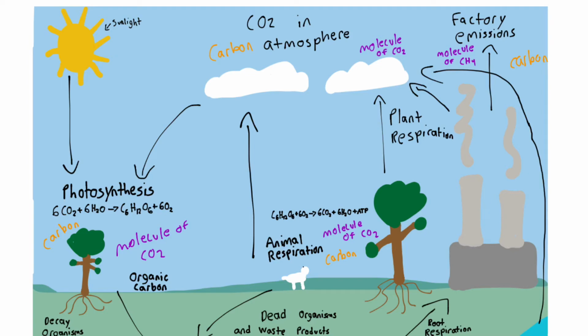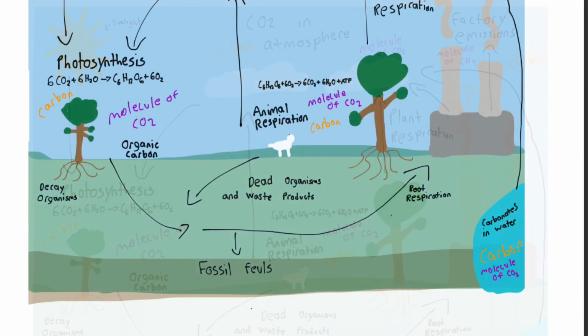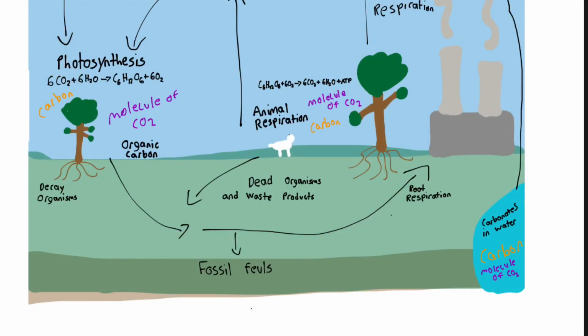We see here the molecule of CO2 and carbon is released through respiration as we breathe out, and this animal respiration leads to more CO2 in the atmosphere. Now, when this tree and animal die through decomposition, these decaying organisms will create fossil fuels.